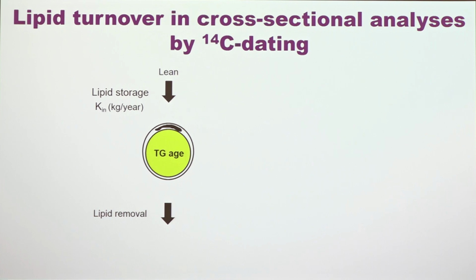You can also, based on this parameter, calculate the amount of lipid storage that has been delivered into the fat per year, so the kilograms of stored fat per year. That's the K in. And then you can also calculate the lipid removal based on this, which is basically the inverse of the triglyceride age. And that's the K out. And normally there's a balance between K in and K out.